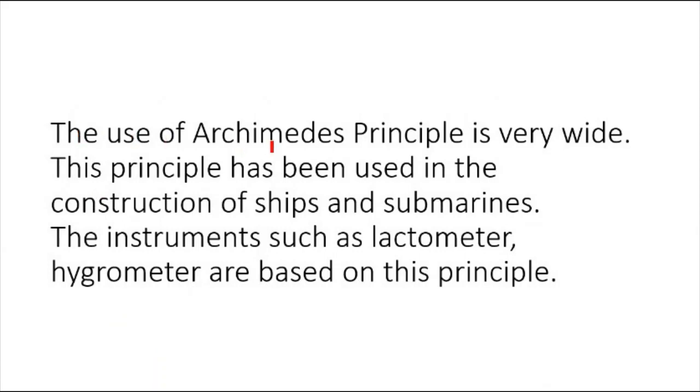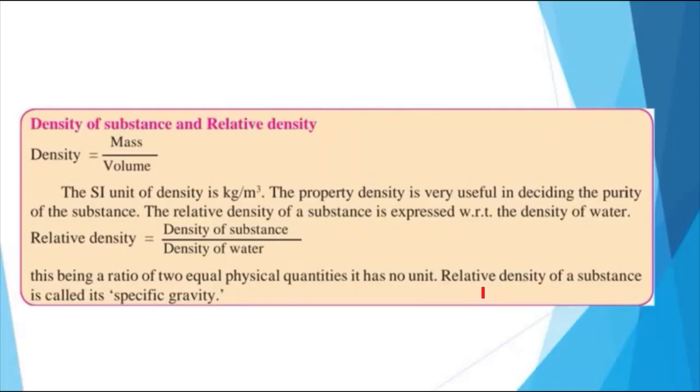The use of Archimedes principle is very wide. This principle has been used in the construction of ships and submarines. The instruments such as lactometer and hygrometer are based on this principle. Children, here lactometer is an instrument used for determining specific gravity of milk, and hygrometer is an instrument used to measure water vapor in a space.